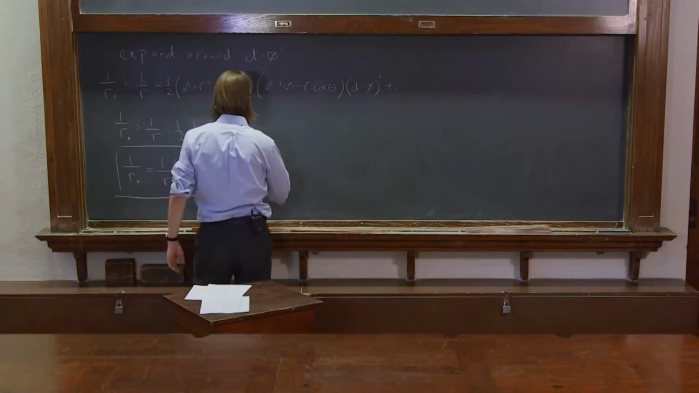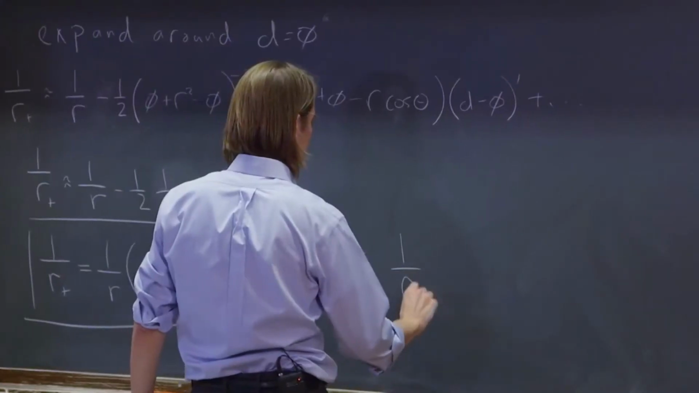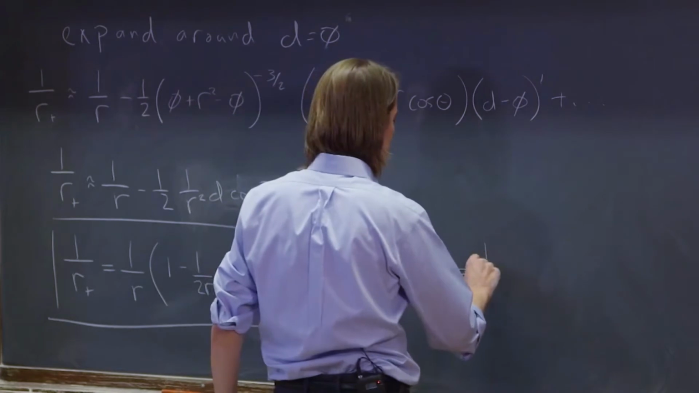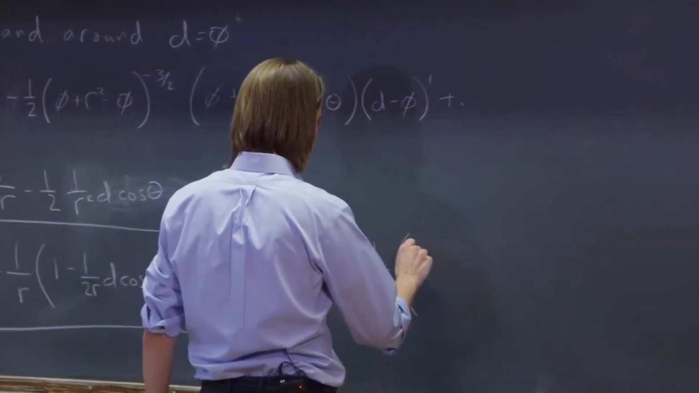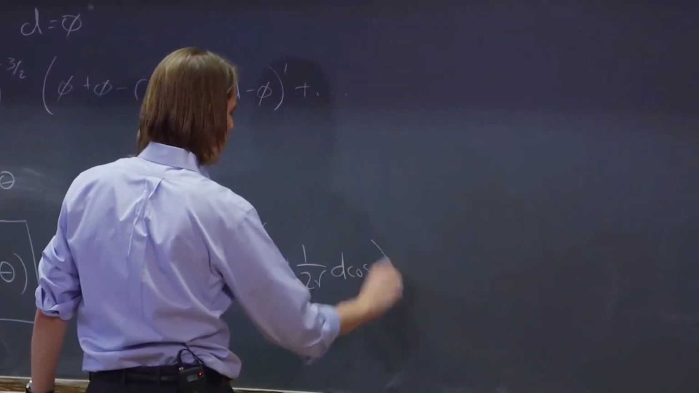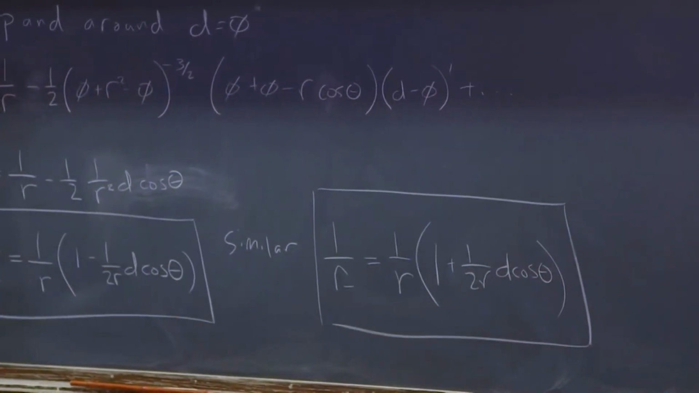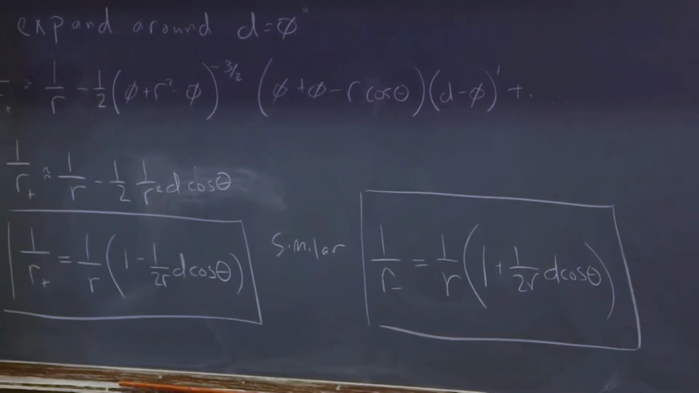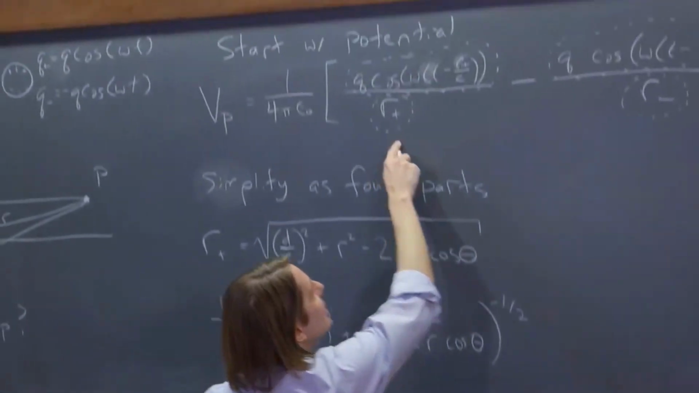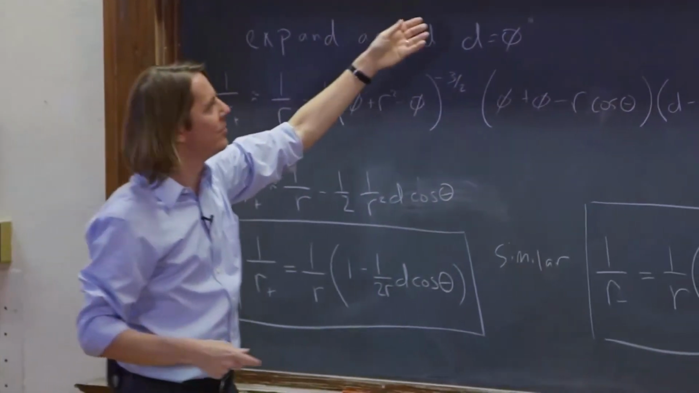An exactly similar derivation would give us 1 over r minus. All right, so everything would be about the same, with one little minus sign to keep track of, and that's equal to about 1 over r times 1 plus 1 over 2r d cosine theta. And now we have 2 of the 4 parts, right? I didn't label 1, 2, 3, 4, but we now have 1 over r plus, and we have 1 over r minus. And now we have to deal with the cosines.